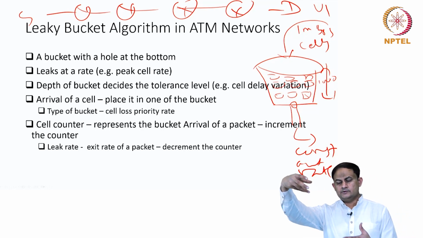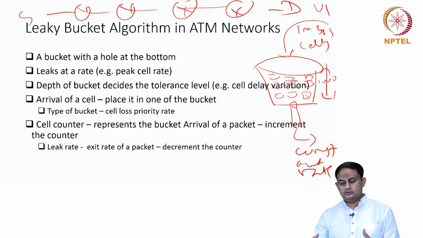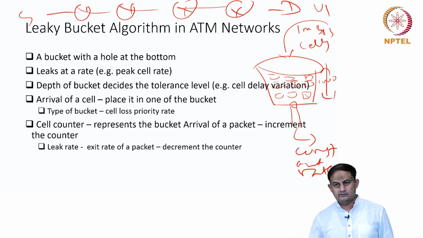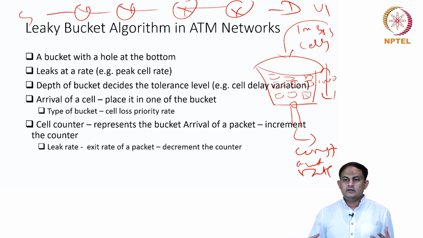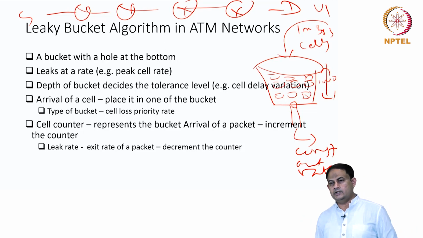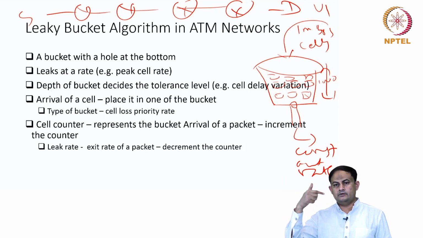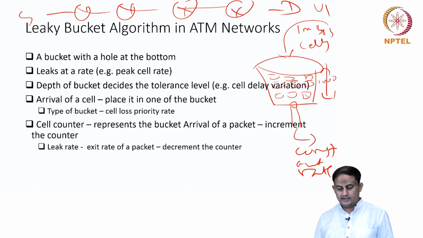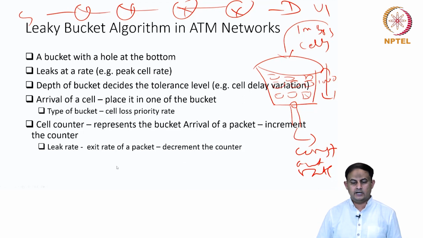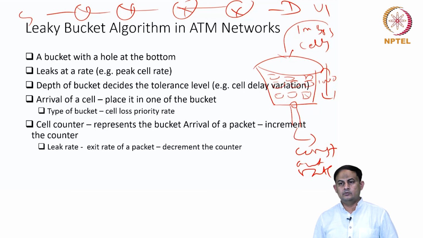Every time something comes inside the bucket, a counter is kept. That counter increments, indicating how many cells are buffered, and every time a cell exits from the bottom of the bucket, the counter is decremented. So let us say the counter can go up to 1000. The counter ceiling value is 1000 and the minimum value is 0. When one cell exits, you decrement it to 999, and then a new packet can come and sit inside the bucket. So that's how the leaky bucket algorithm works.